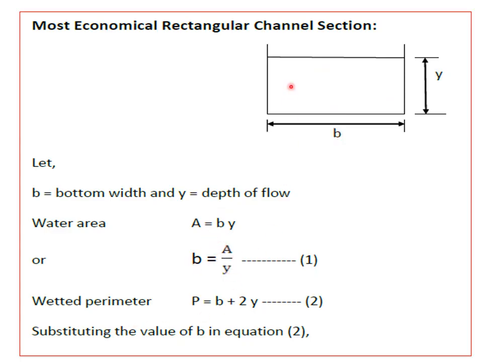So you know that the wetted perimeter is the length of channel boundary in contact with the flowing water. So it is B plus 2Y. Substitute the value of A by Y here. So it will be P equals A by Y plus 2Y. So now P is a function of Y only. We know that for most economical channel sections, the wetted perimeter should be minimum. So differentiate the wetted perimeter with respect to depth of flow and put it equal to 0.